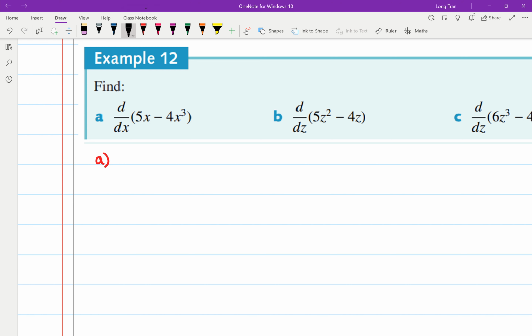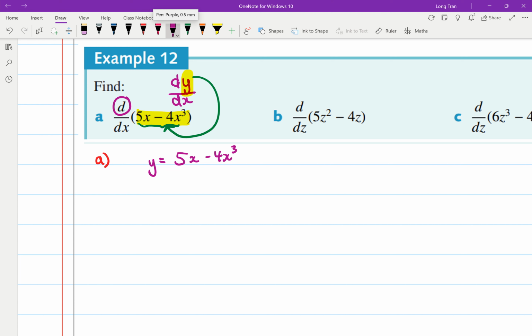So essentially, this is like saying this is your function. Because remember, usually we'd write delta y and then delta x for the derivative. Since y is being replaced by this entire equation here, that's essentially like saying y is equal to 5x minus 4x cubed, and then they want you to find delta y, delta x. That's essentially what it's asking you to do.